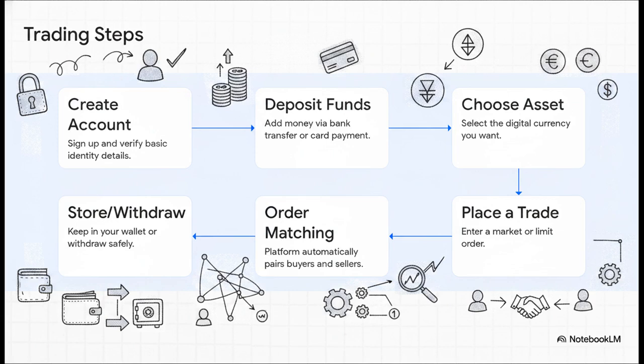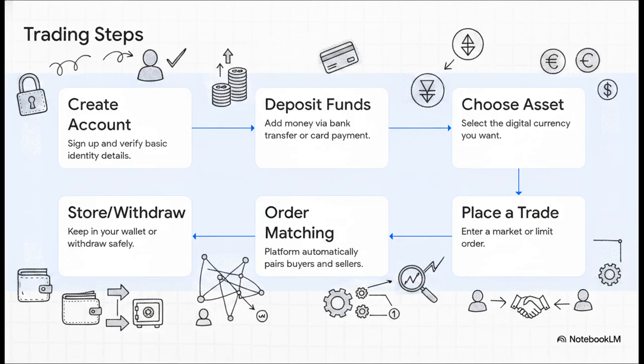This typically involves a Know Your Customer, or a KYC process, where you verify your identity to comply with financial regulations. Step 2, you deposit funds. This is usually done through a simple bank transfer or ACH payment to fiat on-ramp your capital. Step 3, you choose your digital currency from the exchange's available pairings.